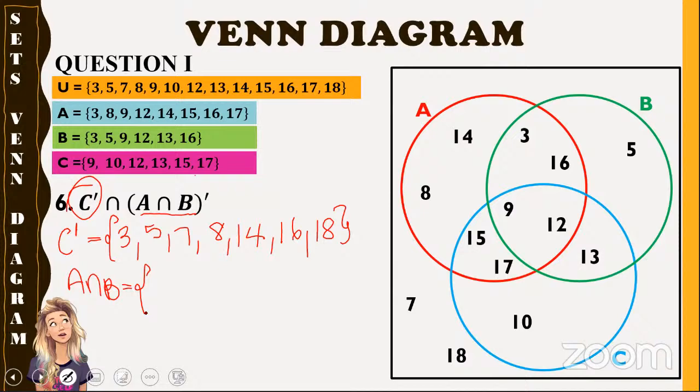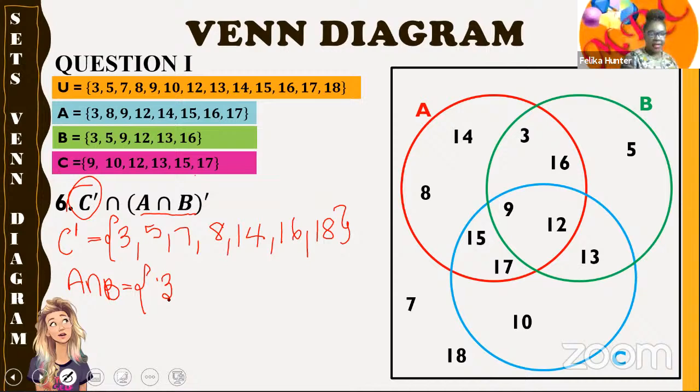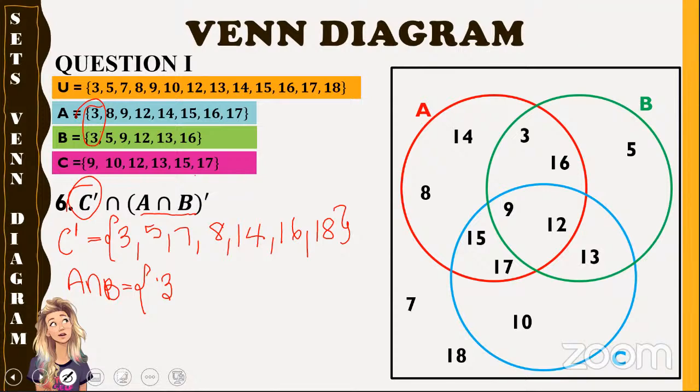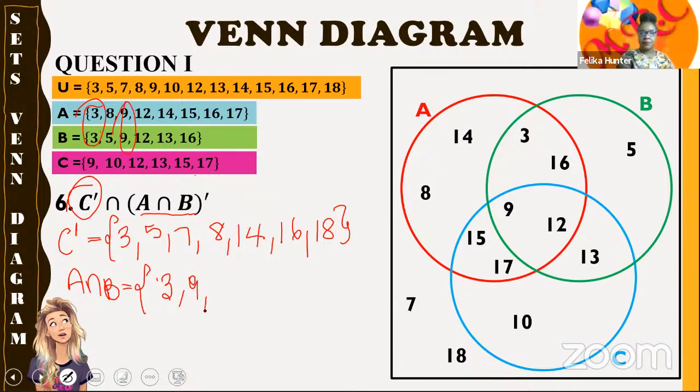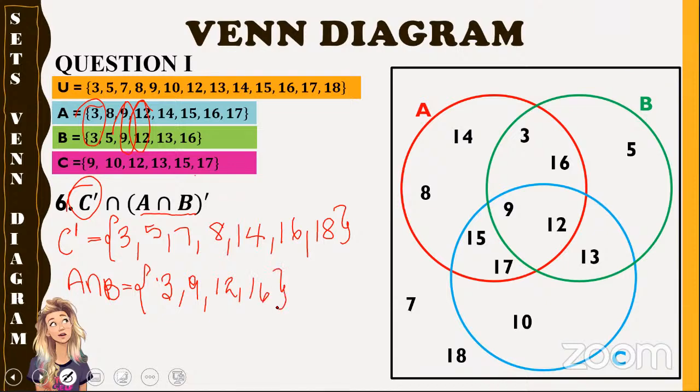3 and 16. So A intersect B, I see 3. Is there any number before reaching 16? 9, well done. 12, good job. And 16, awesome. So that is A intersect B, the part in the bracket.